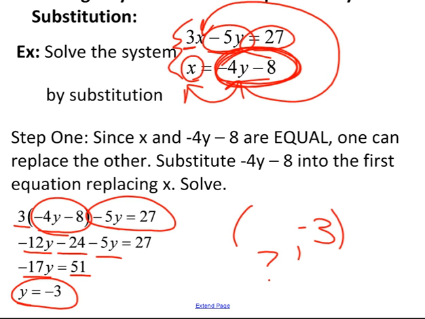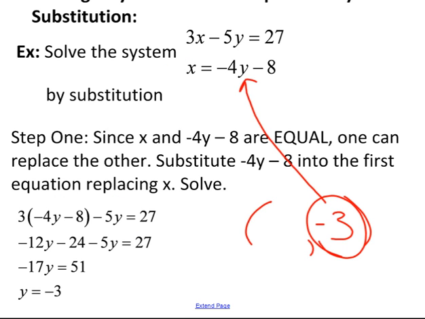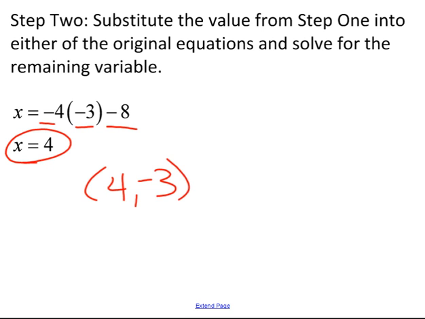So to find the x value, let me clean this off a little bit. I know my y value is negative 3. So I'm going to take my y value and put it into one of the original equations. I'm going to replace my y. I can either put it in the bottom one, or I can put it in the top one. It doesn't matter. You'll get the same answer. So if I put it into the bottom equation, negative 4 times negative 3 is 12. Subtract 8 gives you an x value of 4. Make sure you do write your answer as an ordered pair with the x value and the y value.